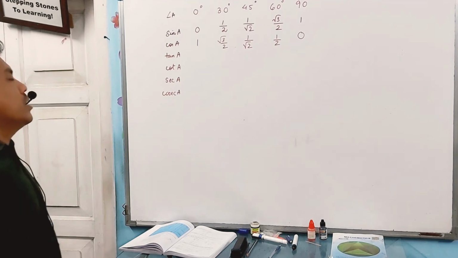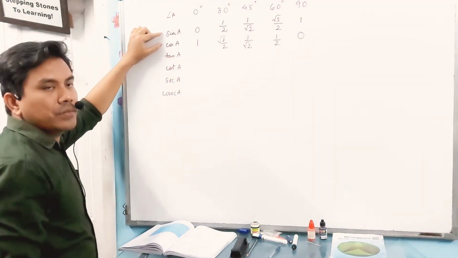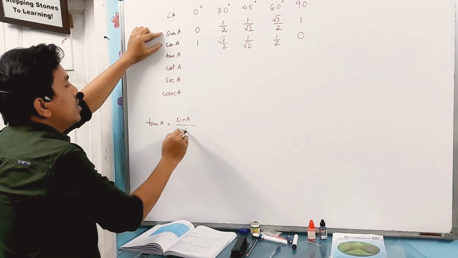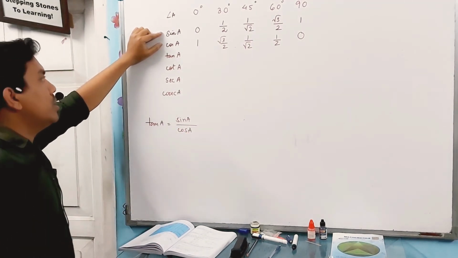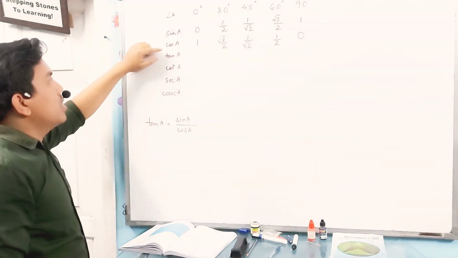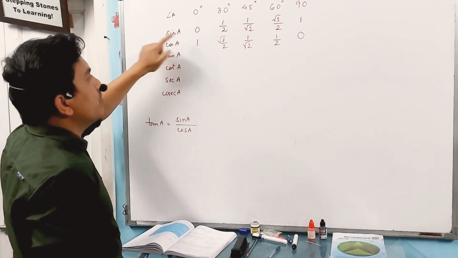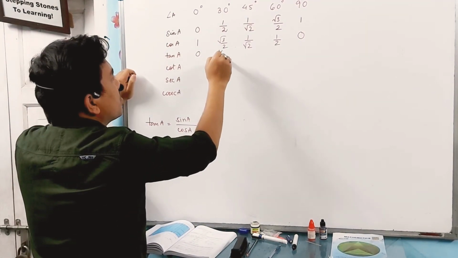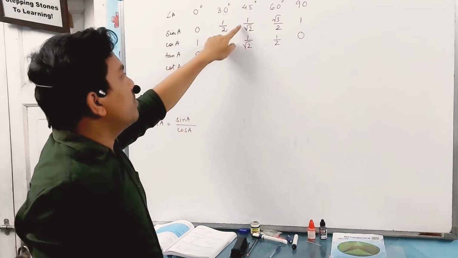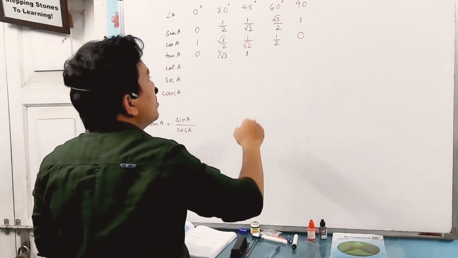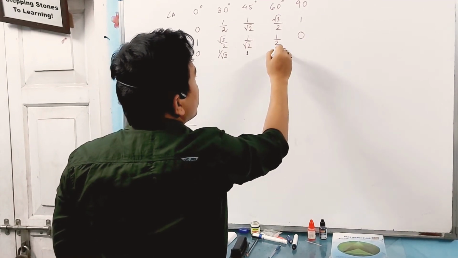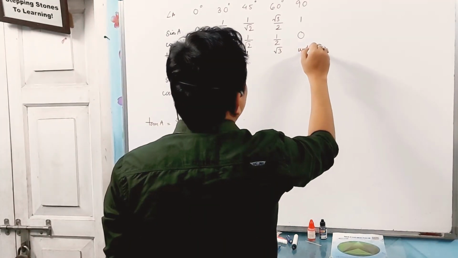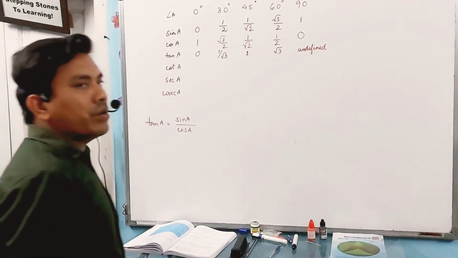Now, tan A is the ratio of sin A and cos A. Then tan 0 will be sin 0 by cos 0. Sin 0 is 0, cos 0 is 1. 0 by 1 will be 0. Similarly, 1 by 2 divided by root 3 by 2 will be 1 by root 3. 1 by root 2 divided by 1 by root 2, both are same, so the ratio will be 1. Root 3 by 2 divided by 1 by 2 will be root 3. 1 by 0 will be undefined. We don't have such value. Undefined value. Though we have a value, we don't know what the value is.